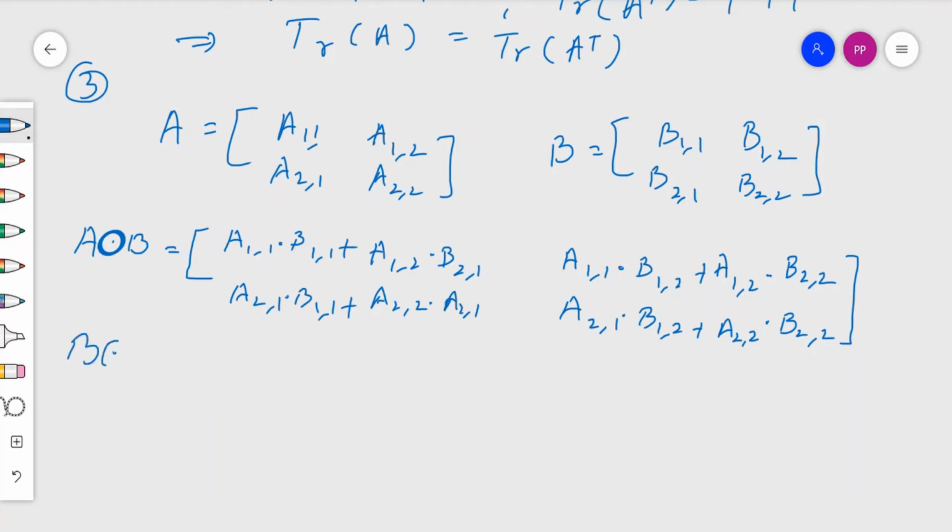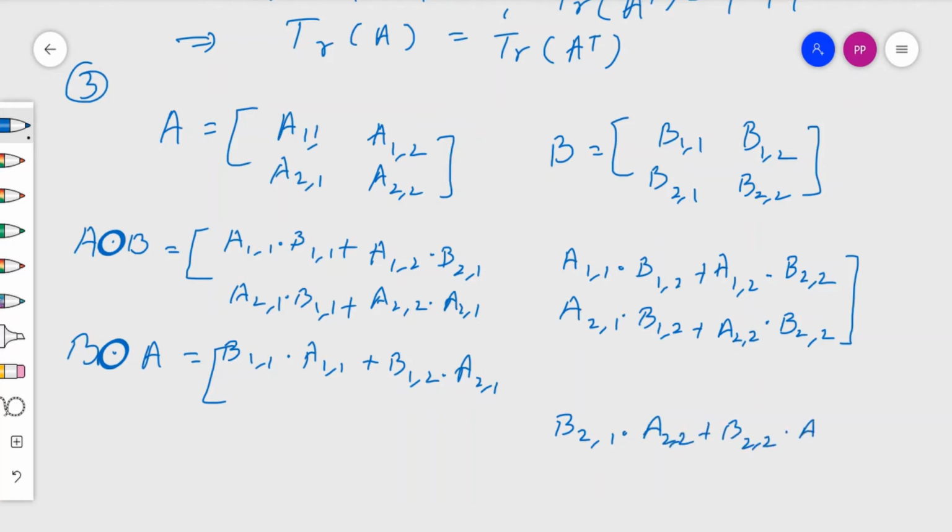We take B dot A. I shall take the principal diagonal elements only to save some time. So the second row second column element is B2,1 dot A1,2 plus B2,2 dot A2,2.